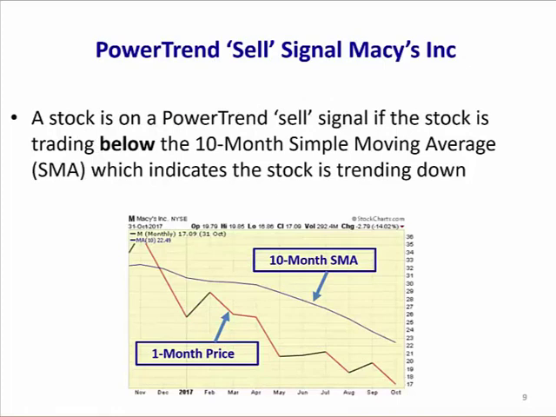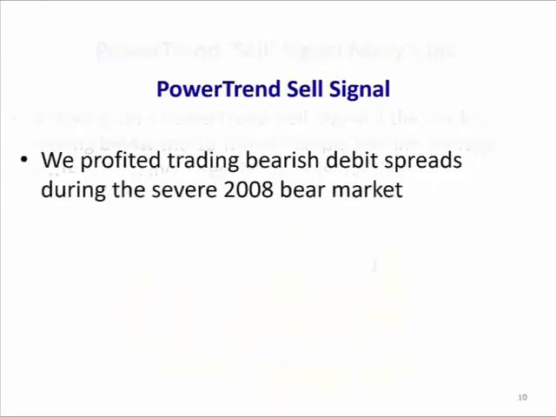Here's an example of a sell signal. This is for Macy's, and we're displaying the 1-month price, which is the red and black line right here. The 10-month simple moving average is this blue line. So we can see Macy's stock price cross below the 10-month simple moving average right here. And at that point, Macy's was on a power trend sell signal. And as long as the stock remains below the 10-month simple moving average, the stock is still on a sell signal. So bearish debit spreads using put options should be considered.